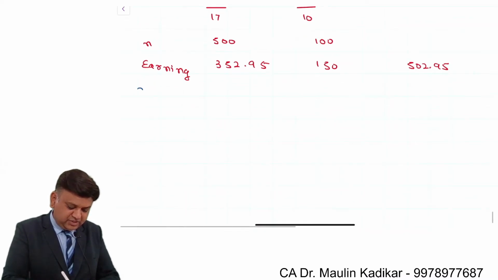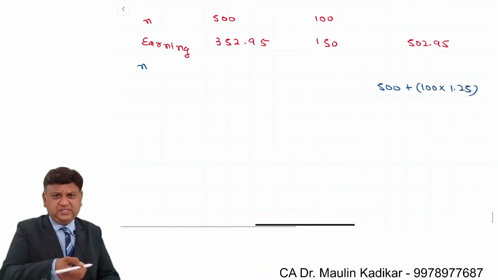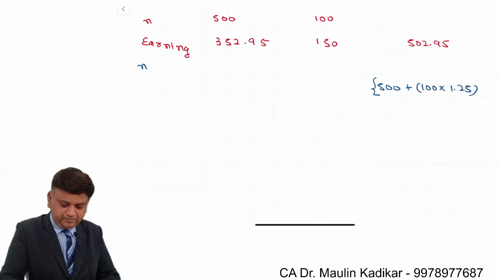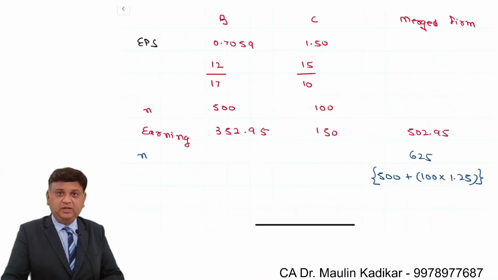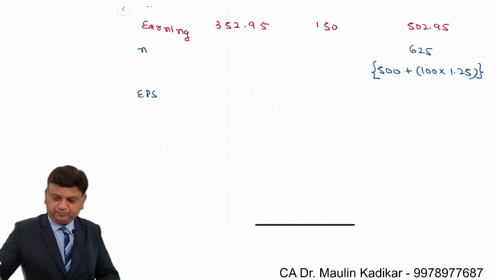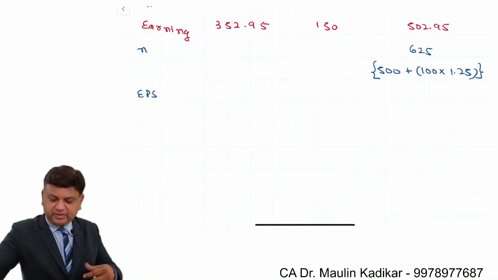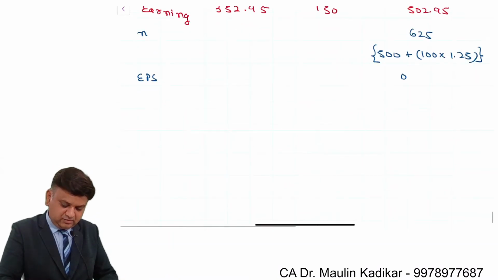Next, number of shares once again. It is number of shares of the acquiring company plus number of shares of the target company into the exchange ratio, which we have recently calculated. So we can say that it is 125 plus 500, that comes to 625. We have earning, okay. We have number of shares, okay. So we can compute EPS. 502.95 divided by 625. So 0.8047.